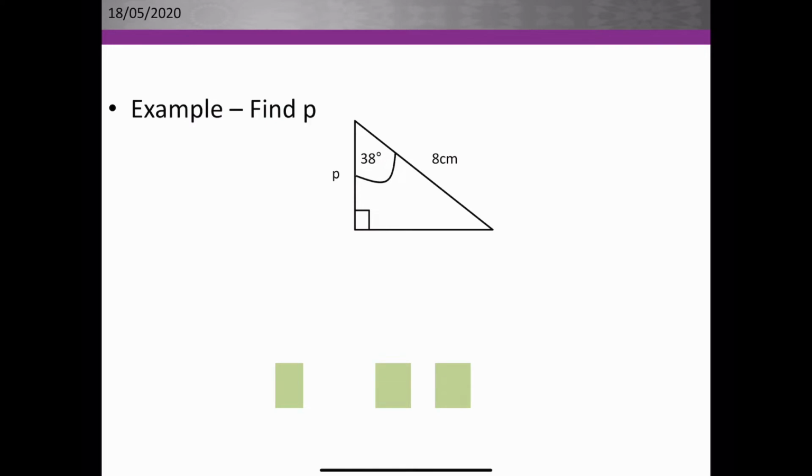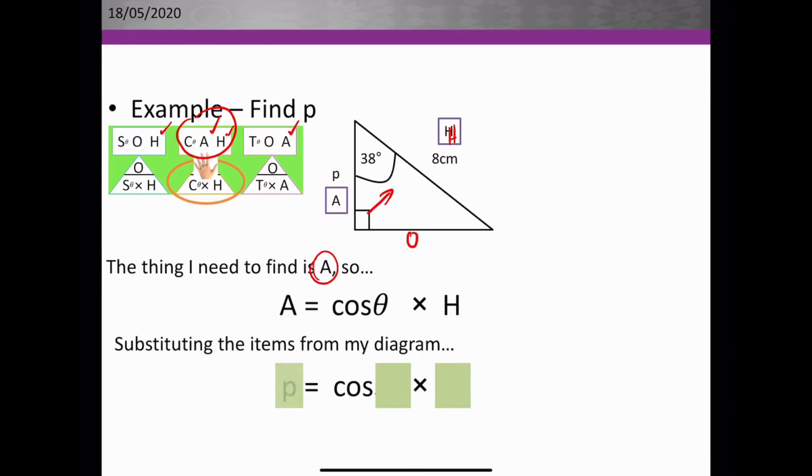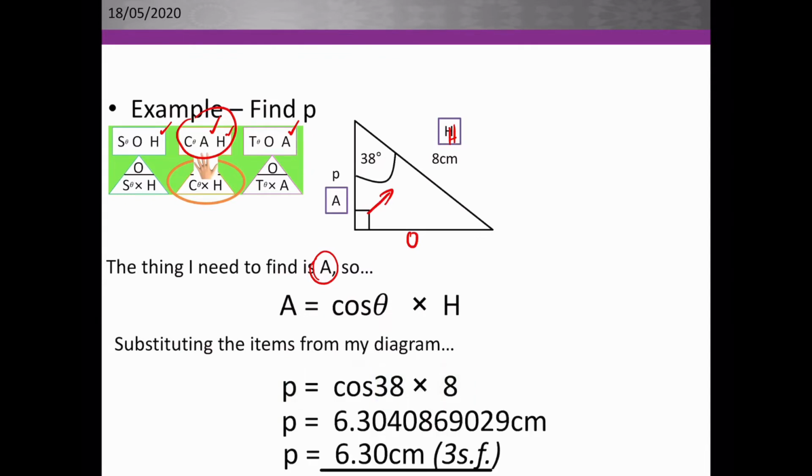So let's look at this question here. Step one will always be making sure that you label. Opposite the right angle is the hypotenuse, that's labelled as H. Then you've got adjacent and opposite. So you ask yourself two questions: what have you got and what are you trying to find? Well, you've got the value of H, and you're trying to find the value of P, which is A, the adjacent. So that's why we've circled CAH, because this is the one with the two ticks. So therefore, adjacent is cos times hypotenuse, which gives us 6.30 to three significant figures.